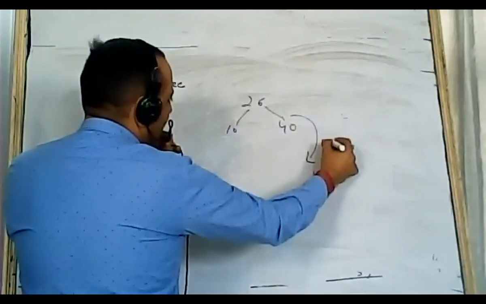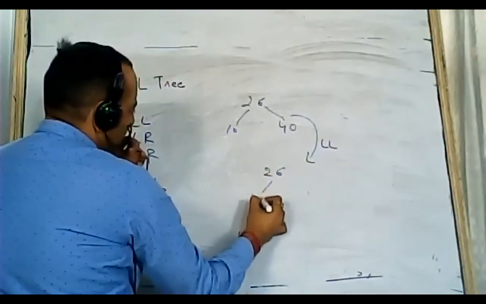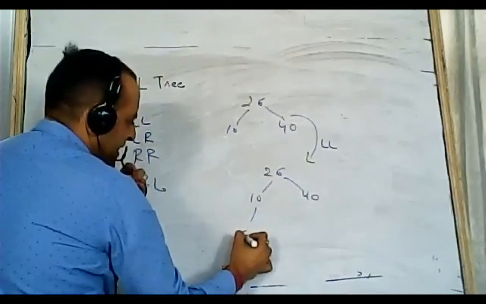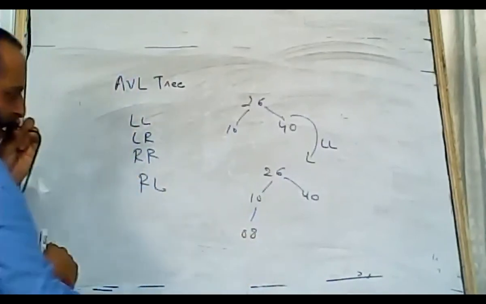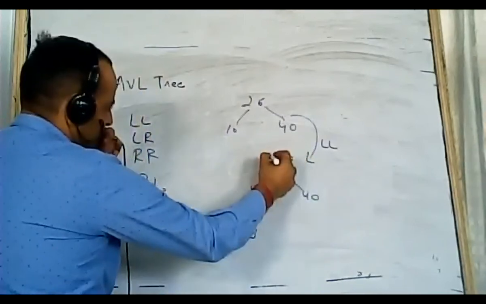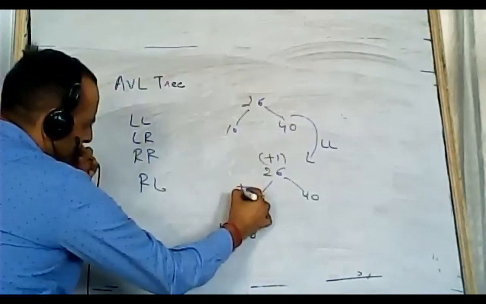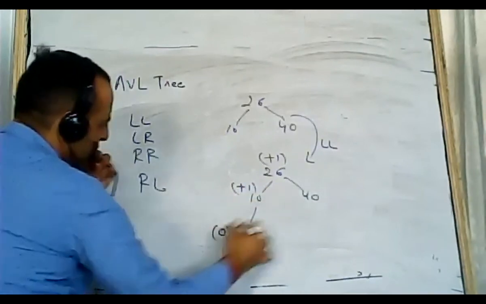You will apply LL rotation to it. It will become 26, 10, 40, 8. Now check, is this AVL? 3 minus 2, 2 minus 1, plus 1. A leaf is always 0.